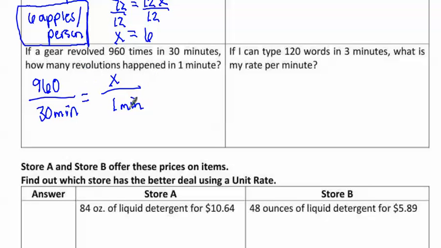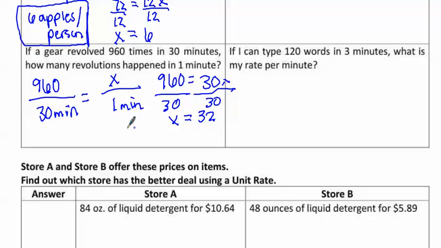Cross multiply, 960 times 1 is 960. 30 times x is 30x. One-step equation. The inverse operation of multiplication is division. So you want to divide each side by 30 to get x equals 32. So the gear will revolve 32 times every minute.